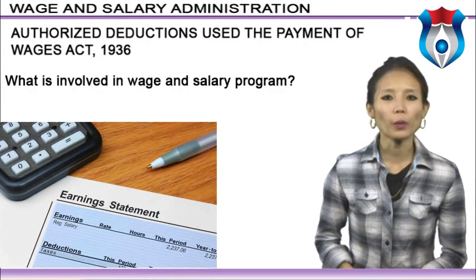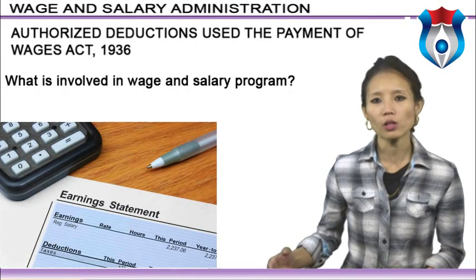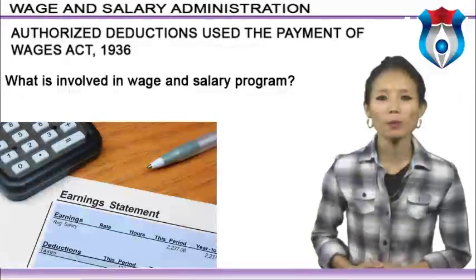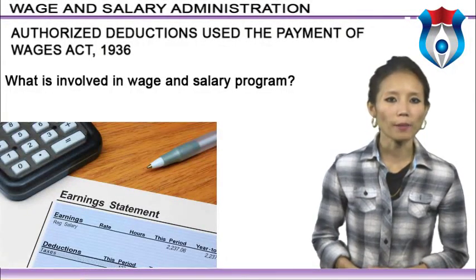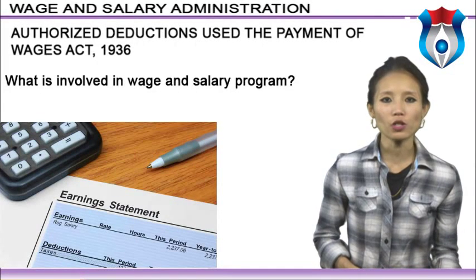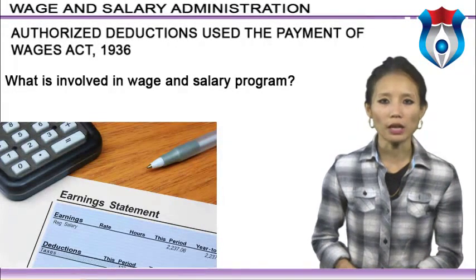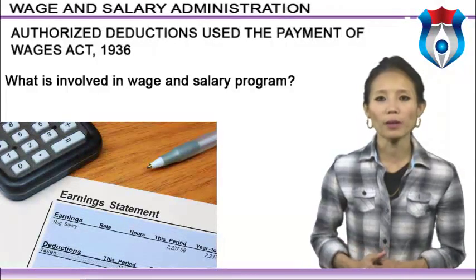What is involved in the wage and salary program? Any job may be arbitrarily assigned in hospitals to any particular pay scale, but a more satisfactory result may be achieved if a job evaluation program is completed beforehand. Job evaluation is a technique of human resource management concerned with assessing the value of one job in relation to another. Its objective is to determine the relative value of each job in the institution.